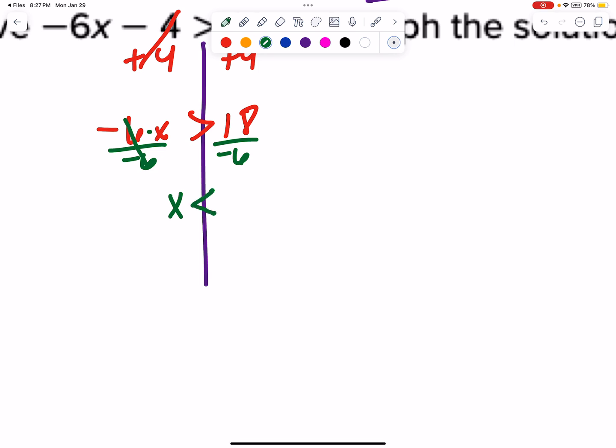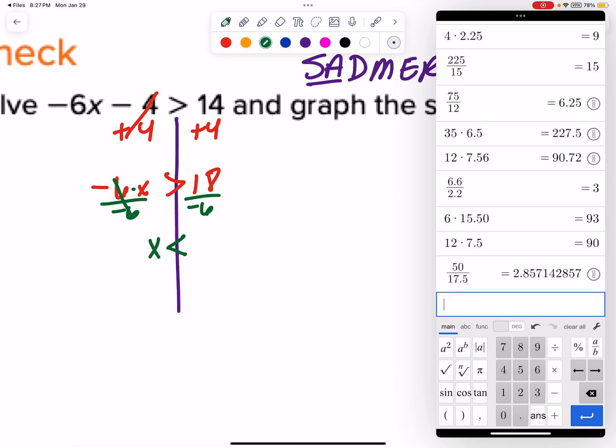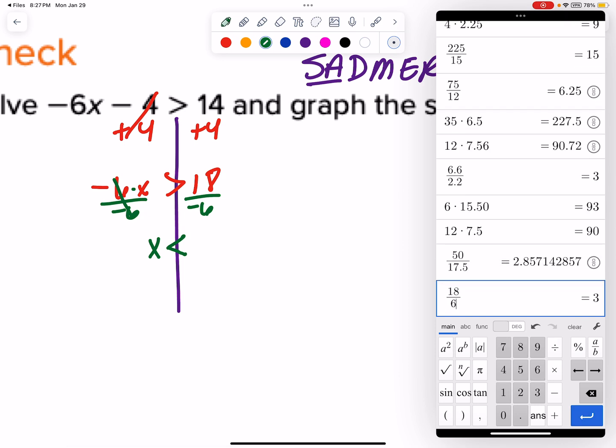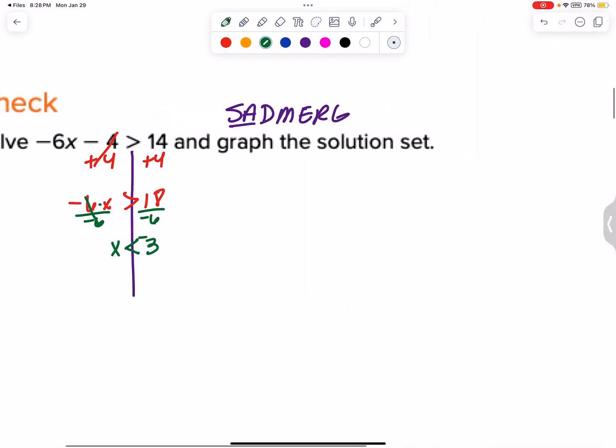So we change the sign. We don't want to forget that. 18 divided by 6. Let's go ahead and do that on the calculator. 18 divided by 6, and you get 3, but it is negative, okay, because we have 18 divided by negative 6. All right, let's go ahead and graph the solution set.